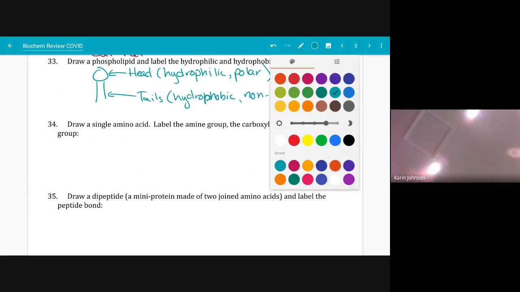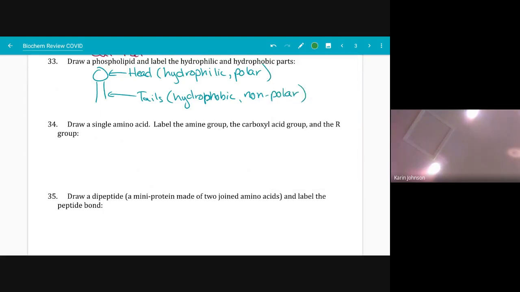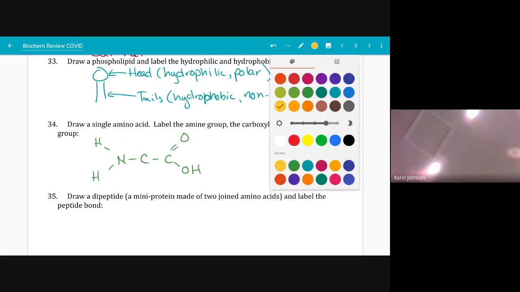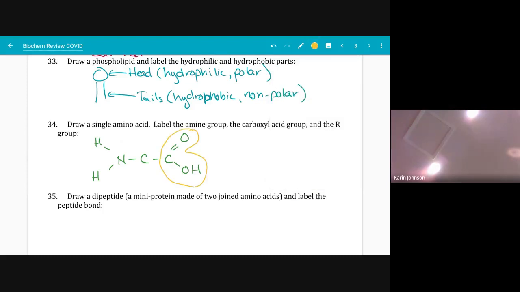So let's choose green. The first thing is that we have an amine group on one end of an amino acid. Okay, so then we have carbon, and we have the carboxyl acid group on this end. Do you recognize the carboxyl acid group? This group was also present in our fatty acids that we had on question number 32. So we can label it.